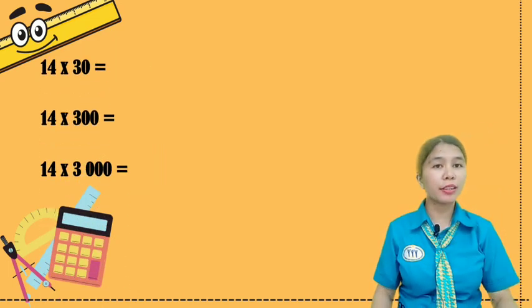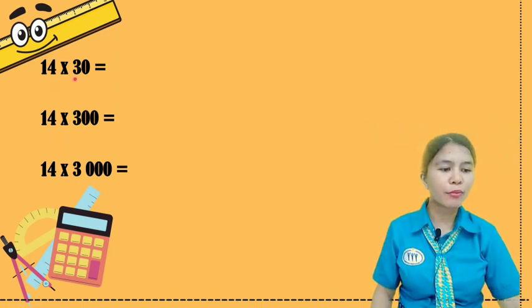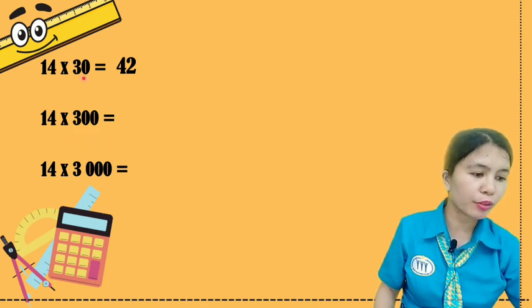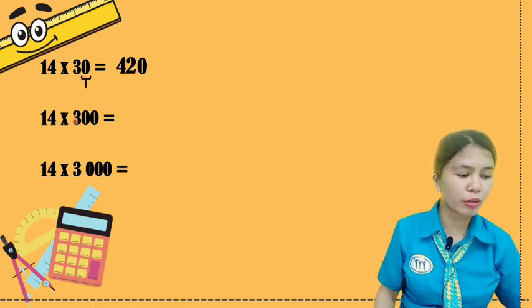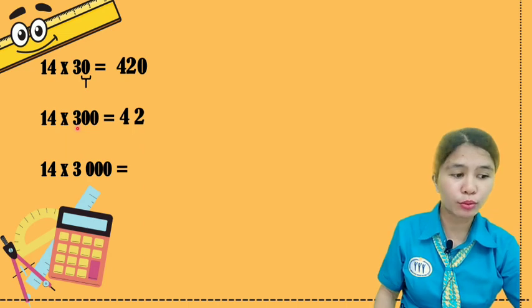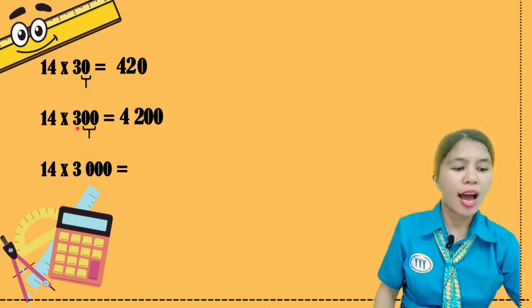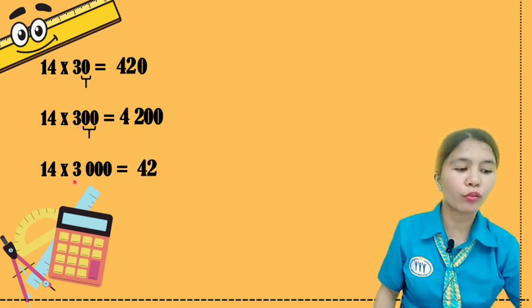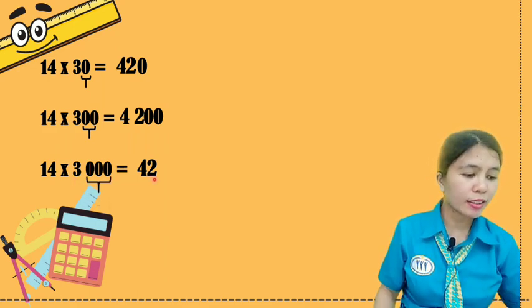What if we have this multiplication? Still the same working. 14 times 3 equals 42. Since we have 1 zero, we can take the zero and put it at the back. Next, 14 times 3 equals 42, and since we have 2 zeros, we can place 2 zeros. Next, 14 times 3 equals 42, and since we have 3 zeros, we can place 3 zeros here.